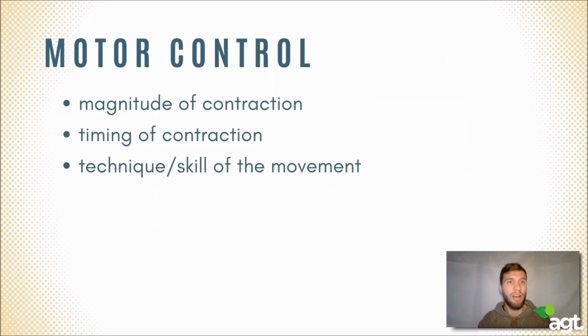The skill of activation and recruitment, which is known as motor control, is dependent on three different factors: the magnitude of the contraction, the timing of the contraction, and the skill or the technique of the movement. We can optimize those three factors in order to get the best possible outcome, in order to increase our motor control.